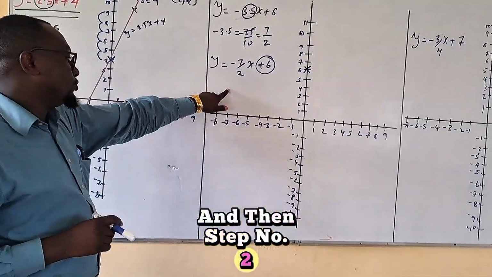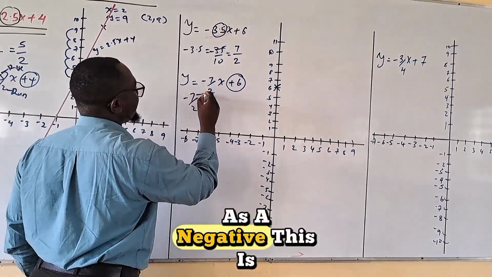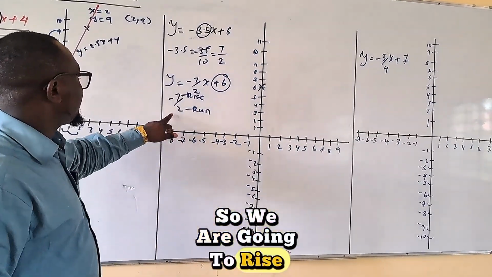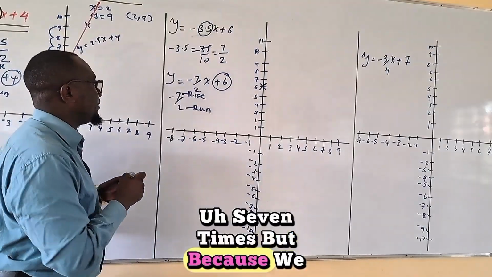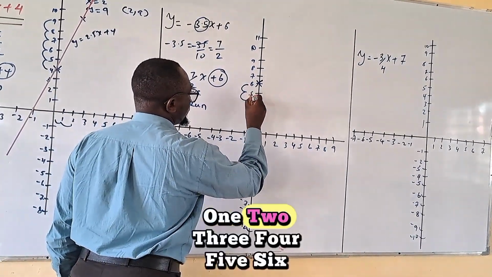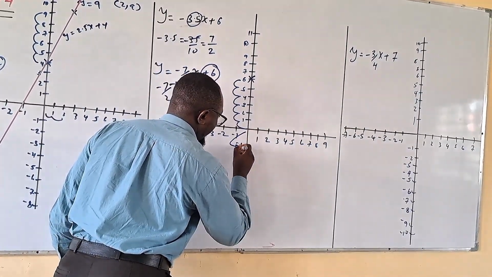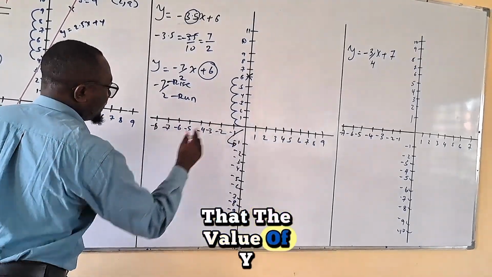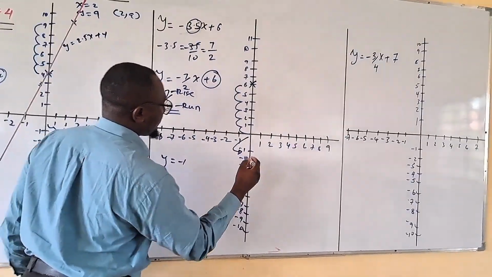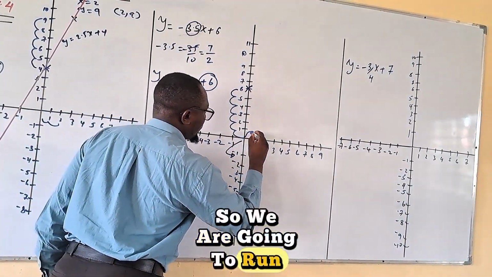And then step number 2, we do rise over run. So we have 7 over 2. We take it as a negative. This is rise. This is run. So we are going to rise 7 times. But because we have a negative, we are going to go down. So this is 1, 2, 3, 4, 5, 6, and then 7. So we come to realize that the value of y is equal to negative 1. And then we run 2 times. Because we have a positive here, we are going to move to the right. So we are going to run 1, 2.